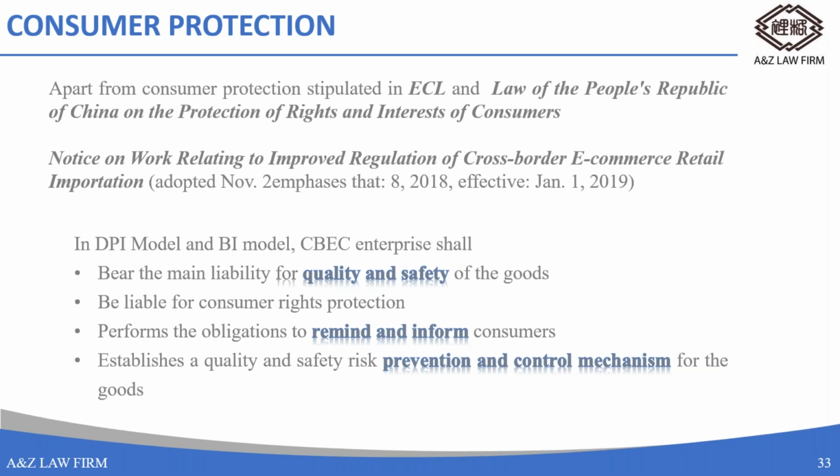Taking into consideration the 3 business models that we presented before, let's say you have selected the DPI and BI models. Remember, these 2 models are the ones where you need the legal entity or the local partner in mainland China. Now, under these 2 models, the company has to bear main liabilities when it comes to quality and safety of goods. It is also liable for consumers' rights protection, which includes providing exchange services for the goods and also the establishment of a recall system for substandard and defective goods. In addition, the company has to establish a quality and safety risk prevention and control mechanism for the goods. So you need to be very aware of that when you are working in this industry.